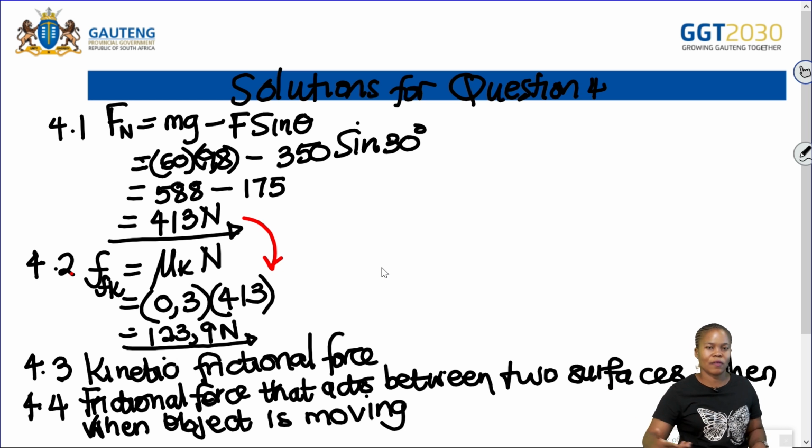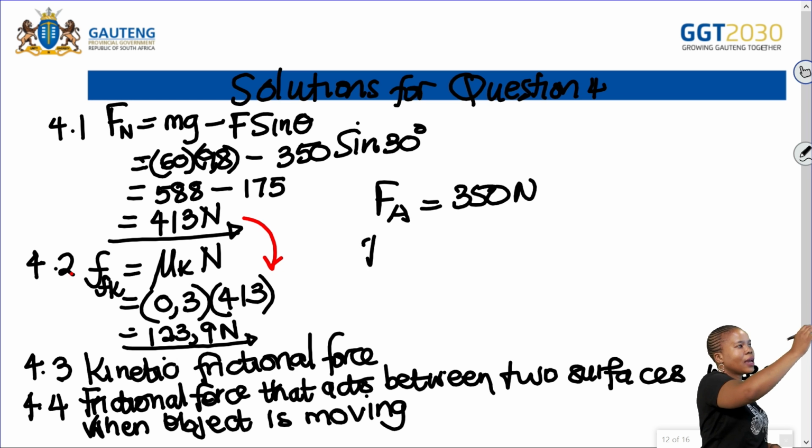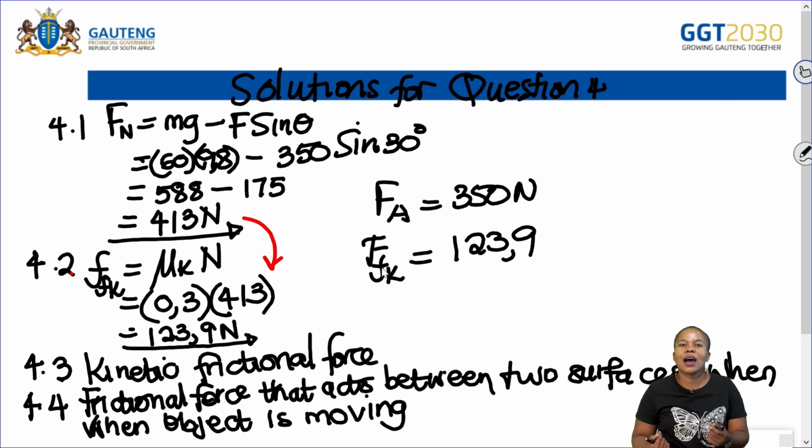Hence, there is a frictional force, that is a kinetic frictional force, because there is movement. He didn't try to pull them and they remained stationary. They actually moved. Why am I saying they actually moved? Because Fa was equal to 350 newtons, and then frictional force was equal to 123.9. You'll see that the frictional force is actually less. It's opposing the motion of an object.